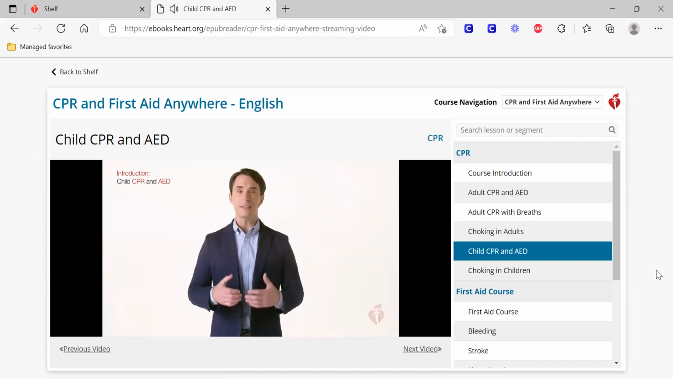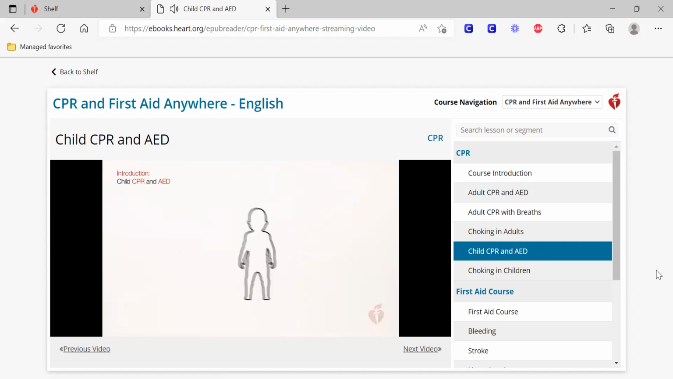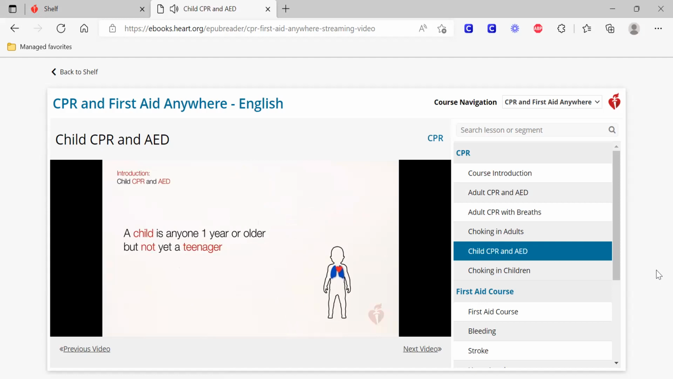Before we get started, let's talk about what we mean when we say child. For the purposes of giving CPR, a child is anyone older than 1 year, but not yet a teenager. If you're unsure of the child's age, treat anyone that looks like a teenager as an adult.